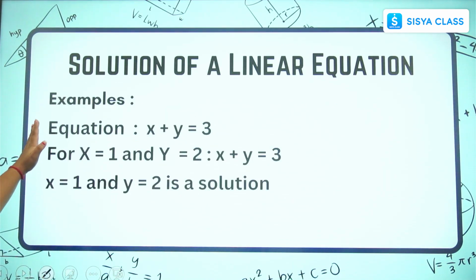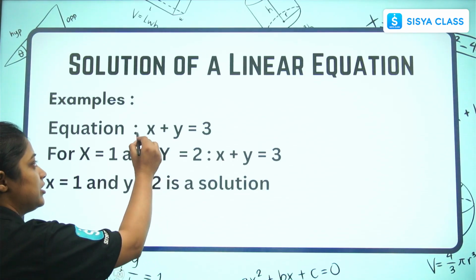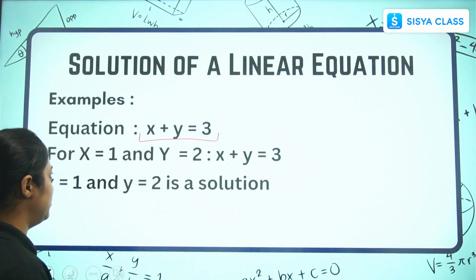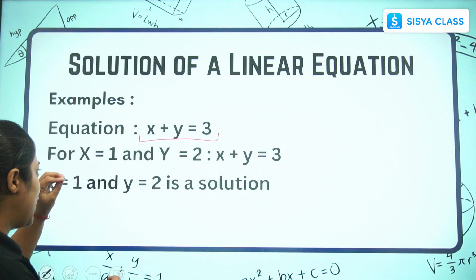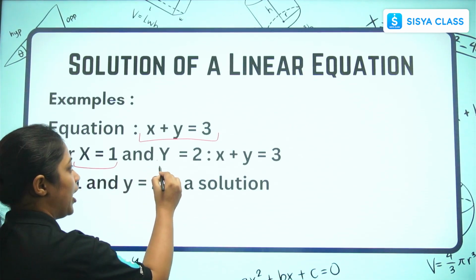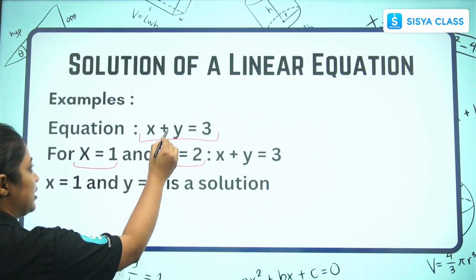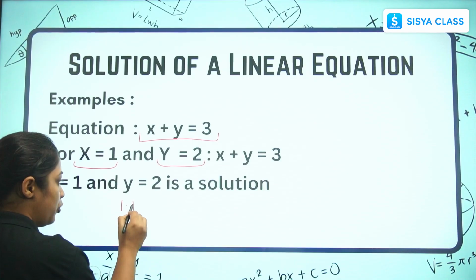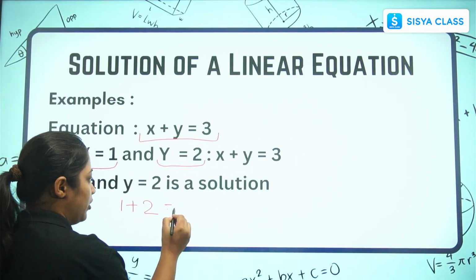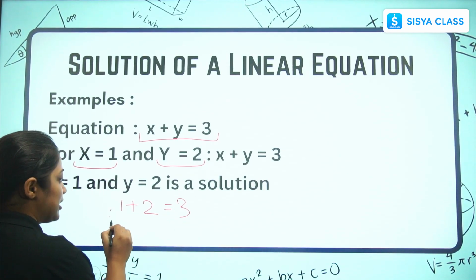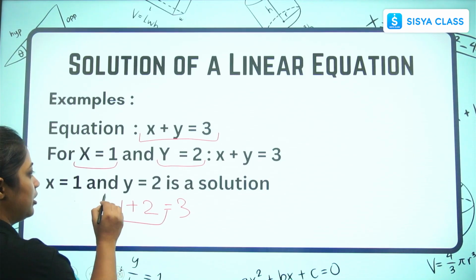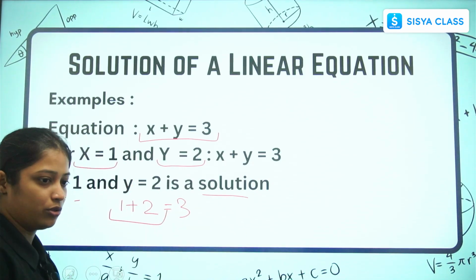So here is some example. You have this equation x plus y equal to 3. Now if you substitute x equal to 1 and y equal to 2, it will satisfy this equation, right? If you add 1 plus 2, it will give you 3. So this is a solution of this linear equation, okay?